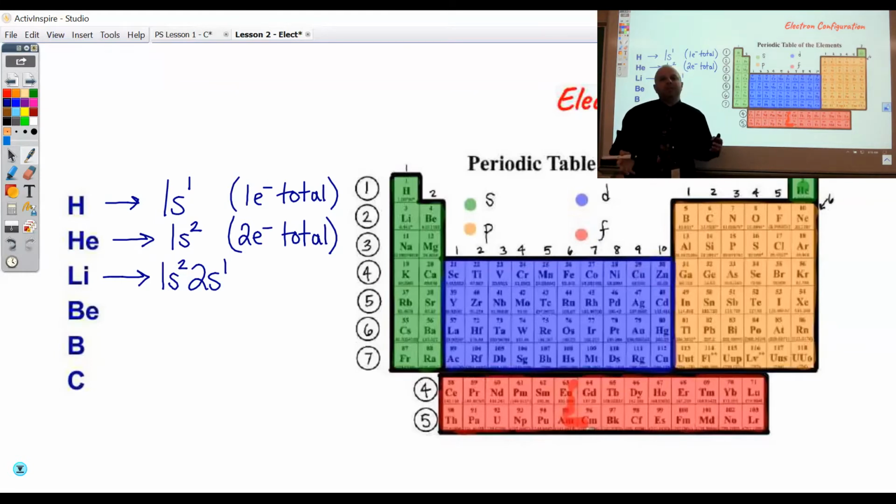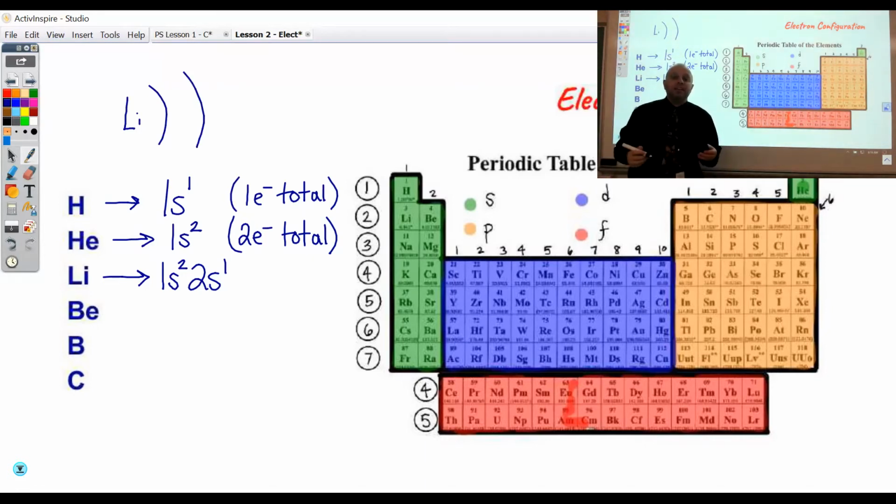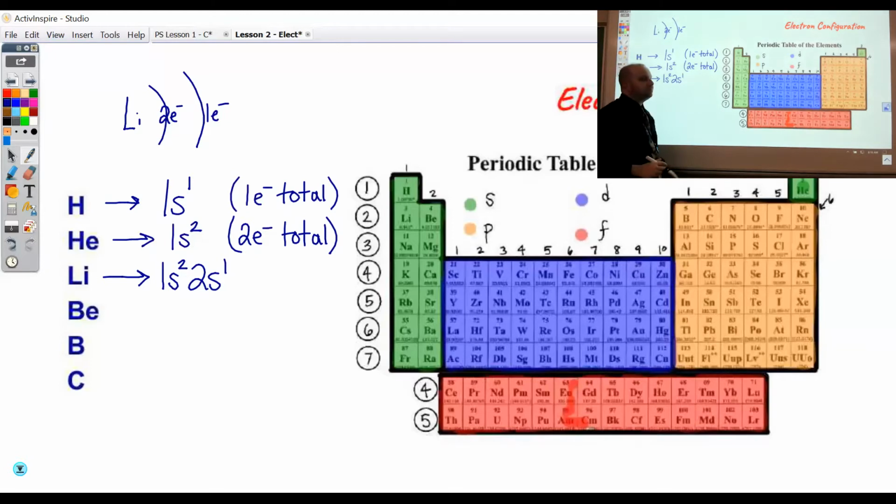Now, I've been using this example of a house location, but what we're really doing is building energy levels in an atom. So if you think about a Bohr diagram, a Bohr diagram would look like this, energy levels that radiate out from the center. Lithium has 2 electrons in the first energy level, and then 1 electron in the second. So 2 electrons here, 1 electron here. These 2 electrons are in the first energy level. This 1 electron is in the second energy level.